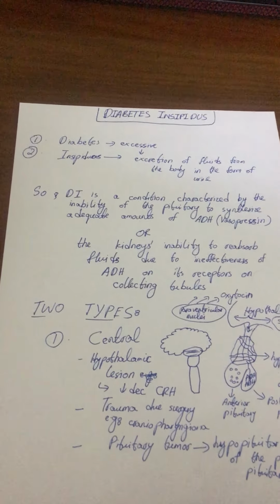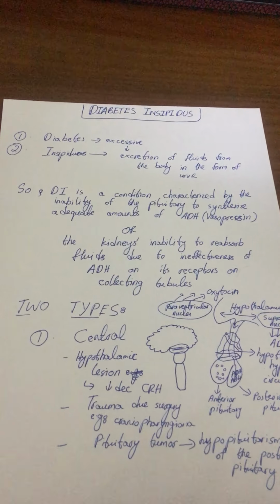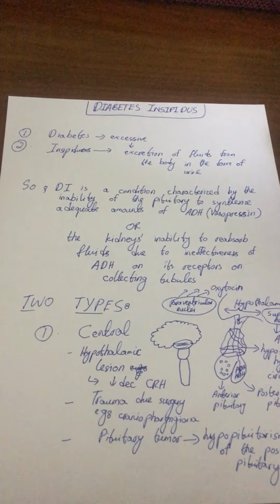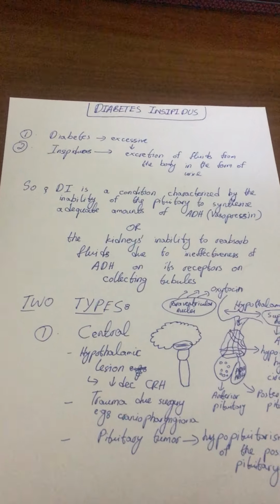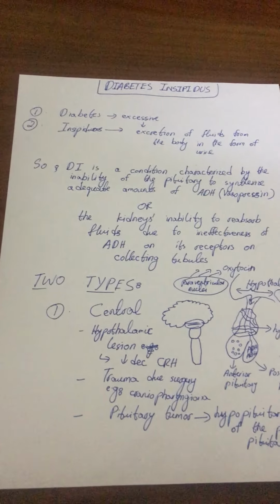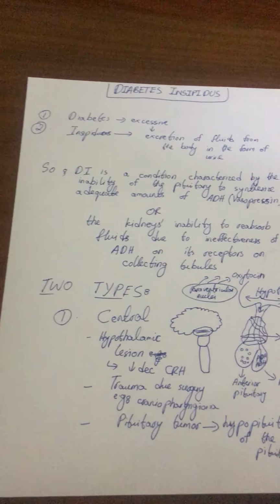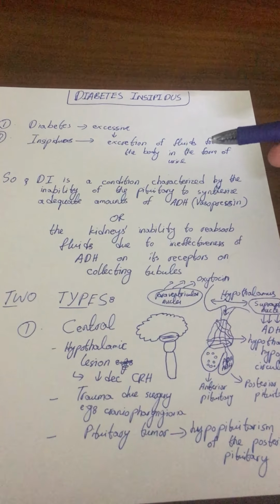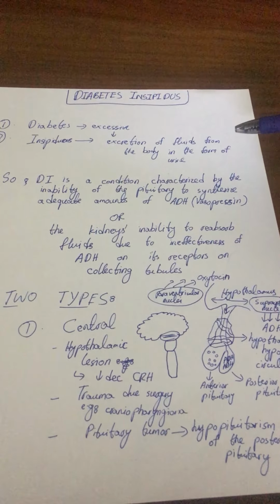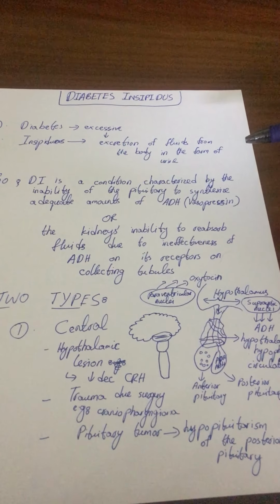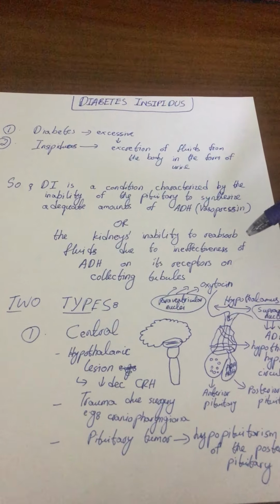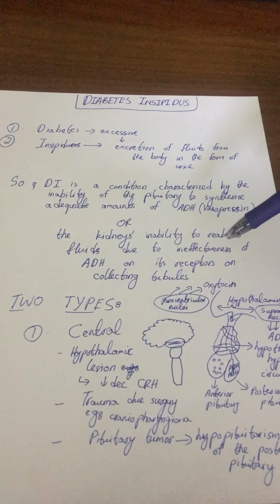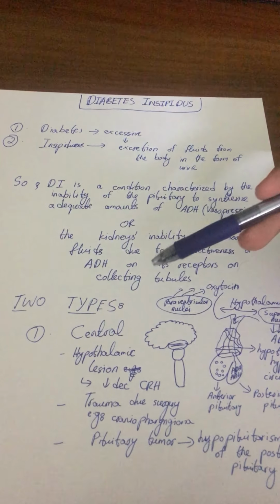So, what is diabetes insipidus? If someone asks you, hey, can you tell me the definition of diabetes insipidus that can give me a clear understanding of this topic? Well, diabetes insipidus is basically a condition characterized by the inability of either the pituitary gland to synthesize and secrete adequate amounts of ADH, which is antidiuretic hormone or vasopressin, or the kidney's inability to reabsorb fluids due to the ineffectiveness of ADH on its receptors on the collecting tubules.